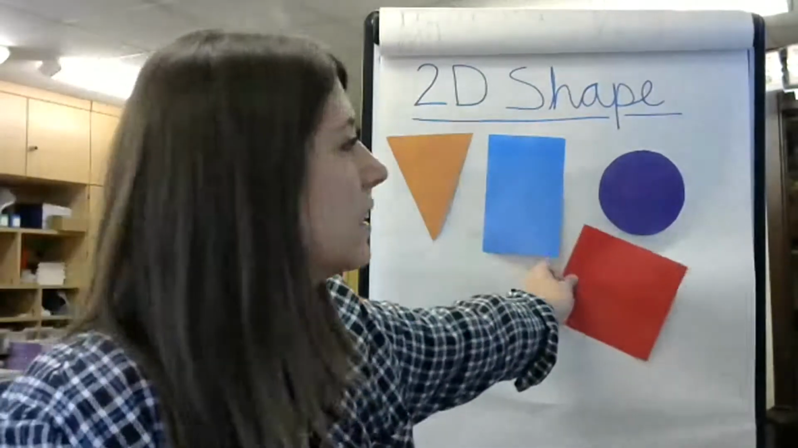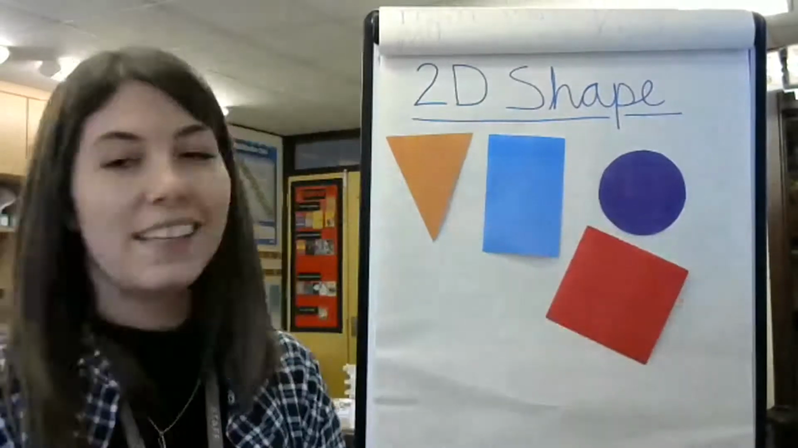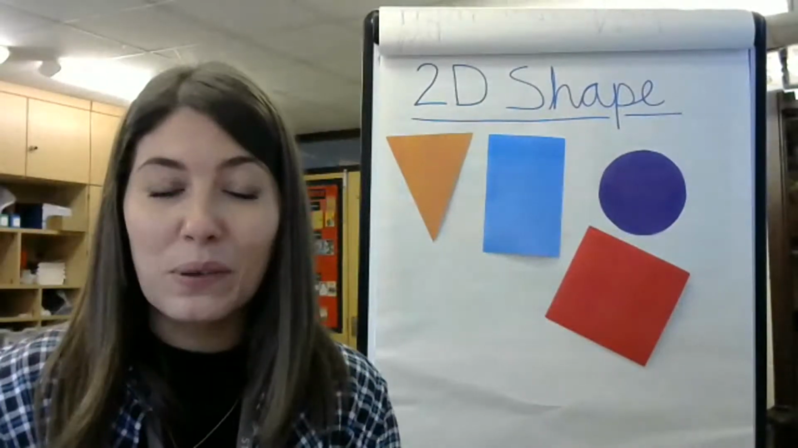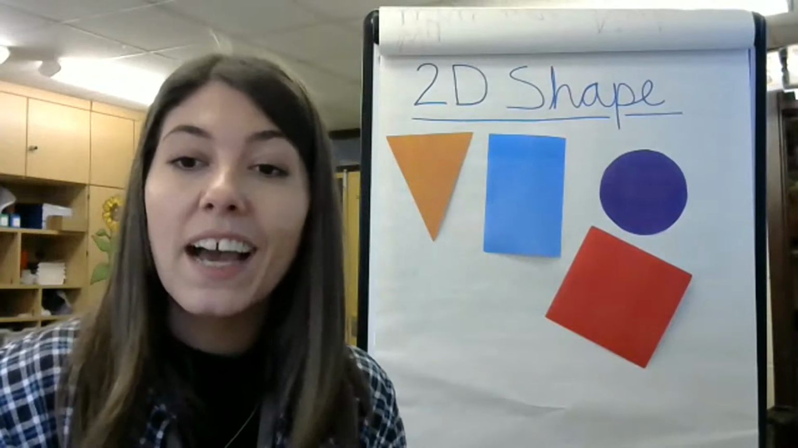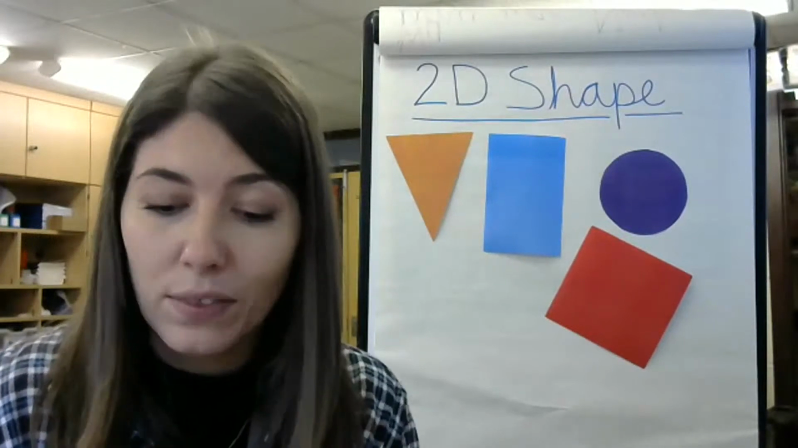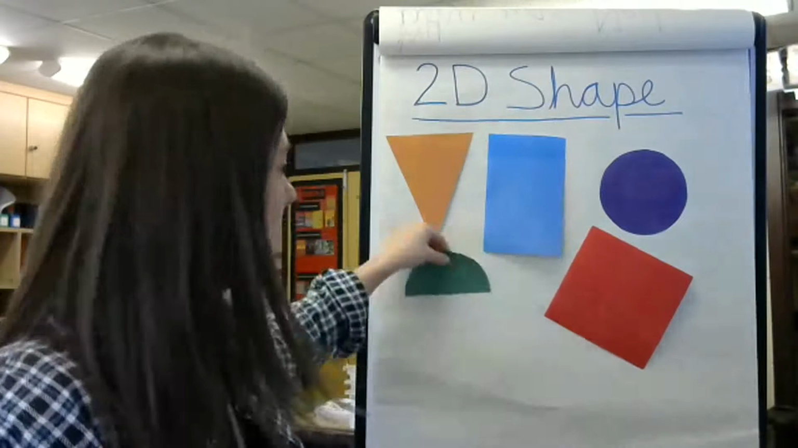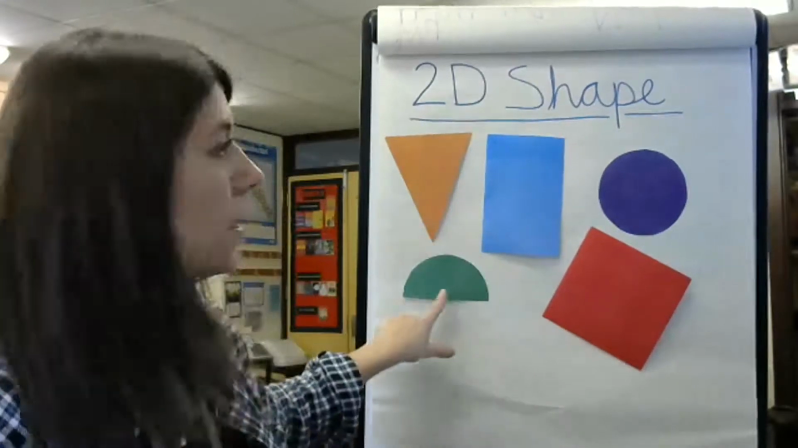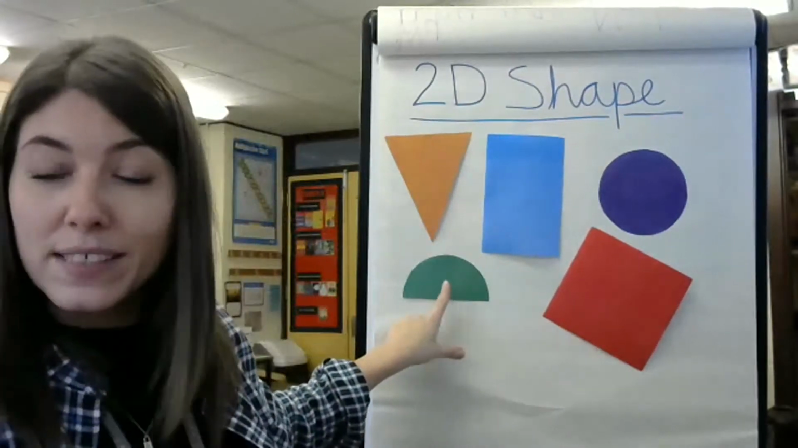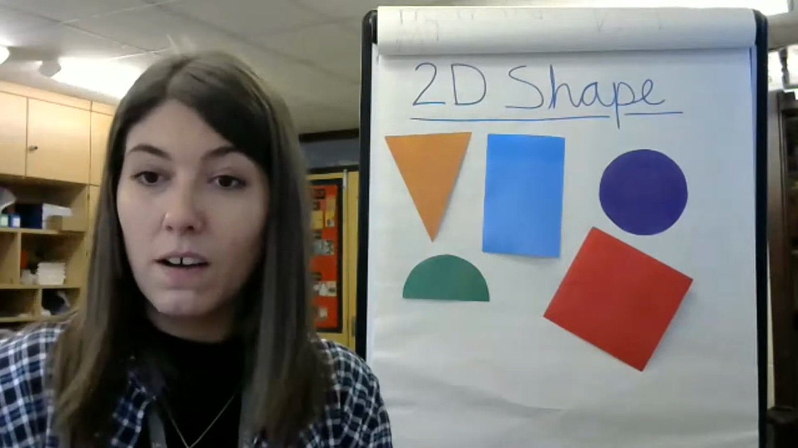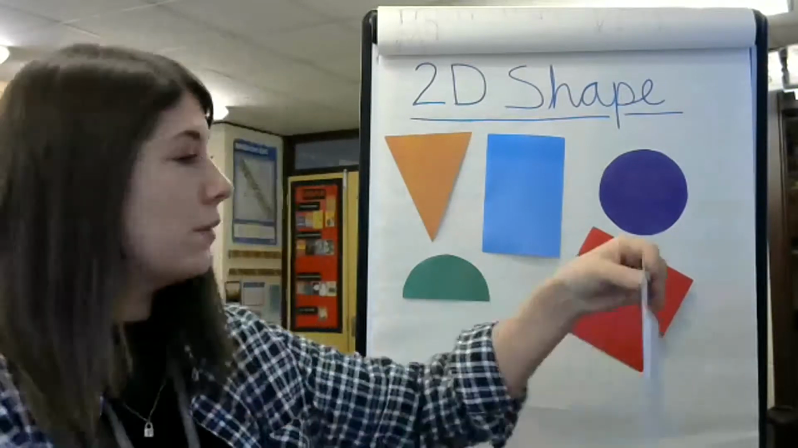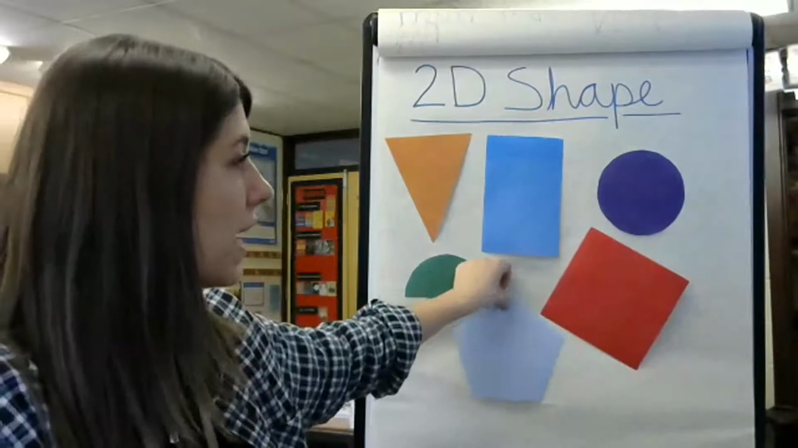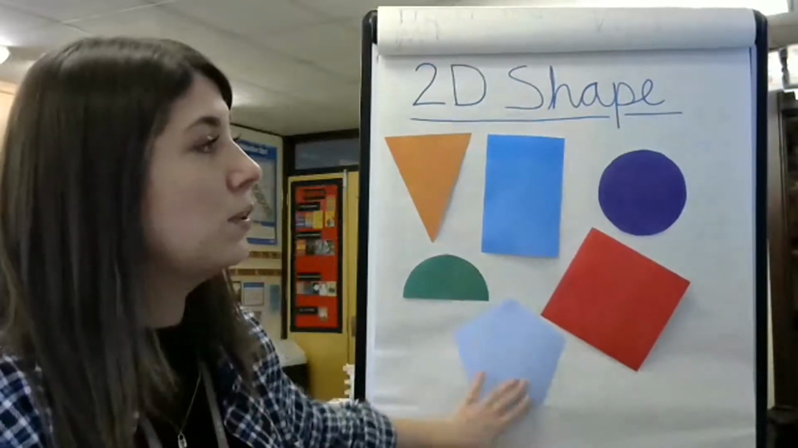This is, it's a square, remember, not a diamond. It is a square because it has 4 sides and they are all equal in length. We've got this shape here. You might not know this one. It's a semicircle. Semi means half. This is half of a circle. And this one you won't know the name of just yet, but it is another 2D shape.